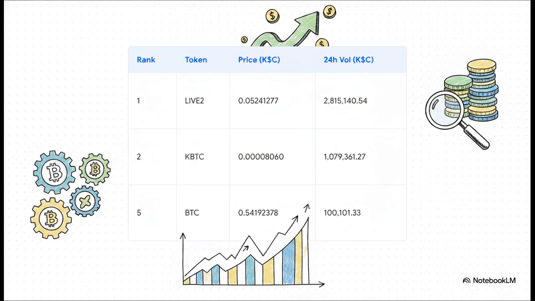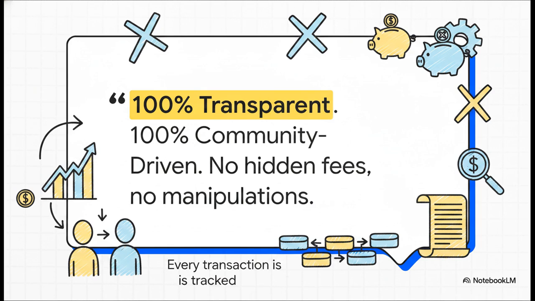But how exactly? Well, to answer that, we've got to look at the platform's core philosophy. It's captured perfectly in this quote from their own documentation. 100% transparent, 100% community-driven. No hidden fees, no manipulations. And honestly, this hits the nail on the head. This is the entire foundation of Tradepesa. There are zero middlemen. There's no central broker quietly adjusting prices to manage their own risk. It is literally just you versus the market, which also means there's no middleman to blame if a trade goes south. Every single transaction is tracked, every move is fair, and prices are purely influenced by buyers and sellers.